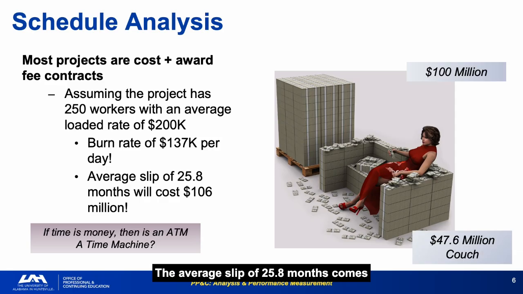The average slip of 25.8 months comes from the 114 mission NASA study covered later in this module. It is not a worst-case number. It is the average across all mission types. The next time someone suggests that a schedule assessment is less important than a cost analysis, show them these numbers. Schedule is the largest single driver of cost growth on most government programs.